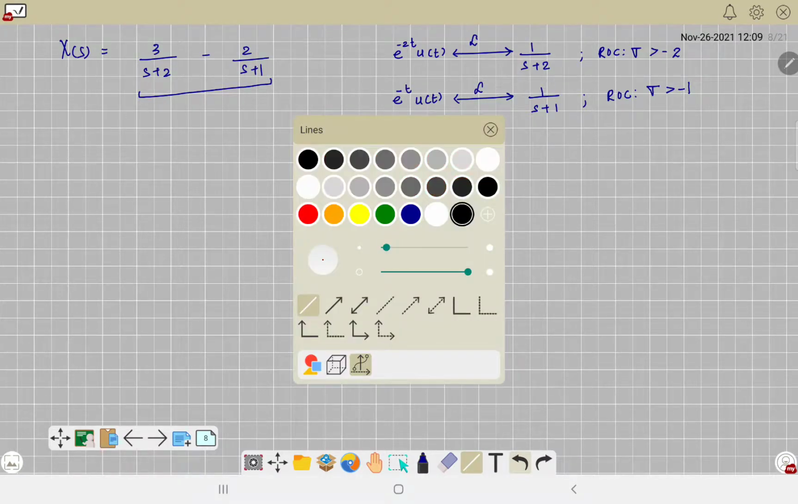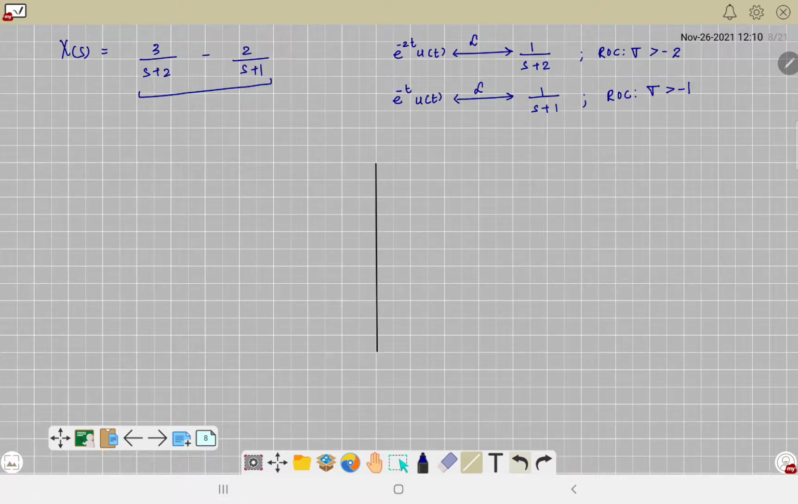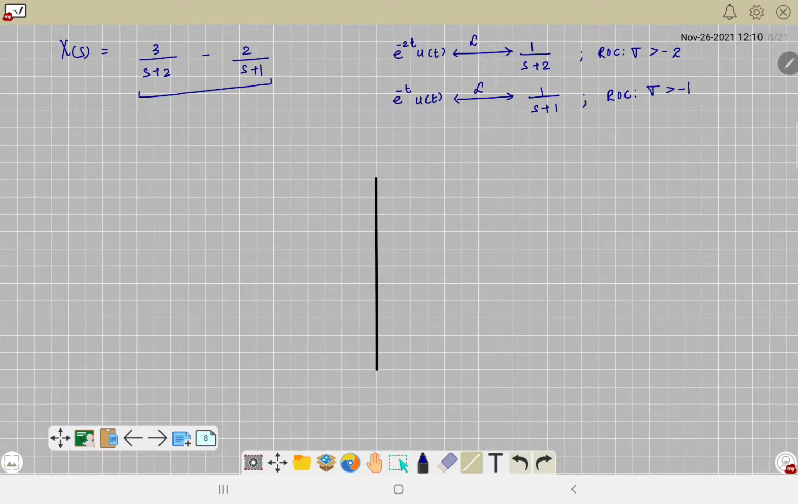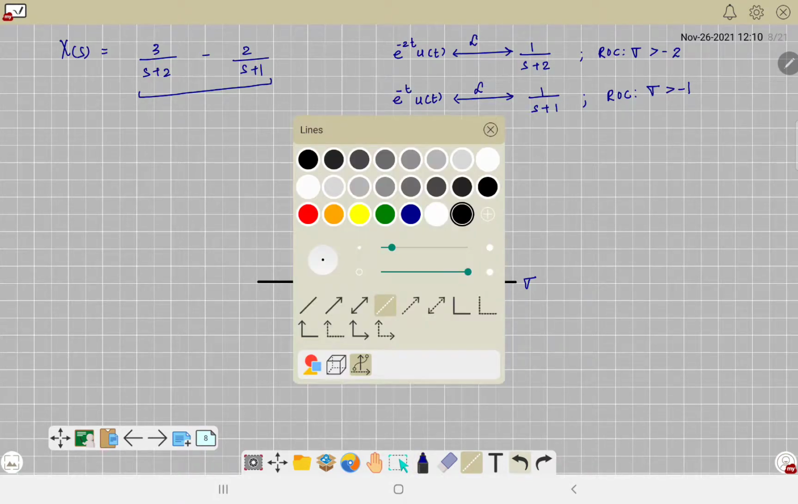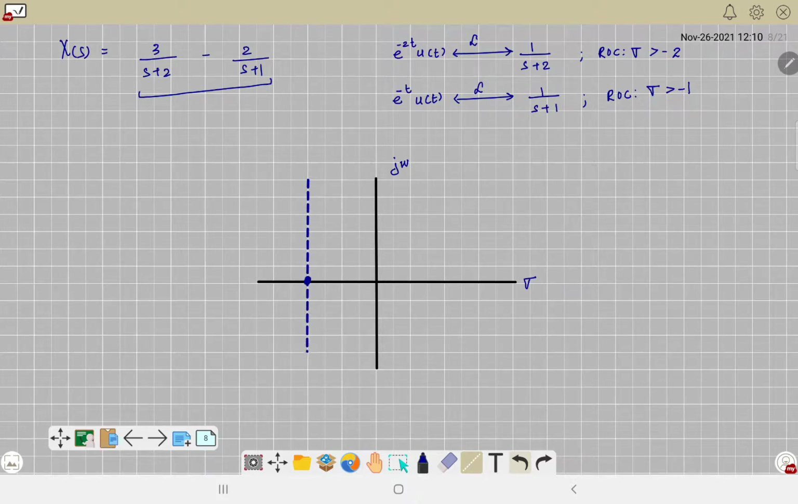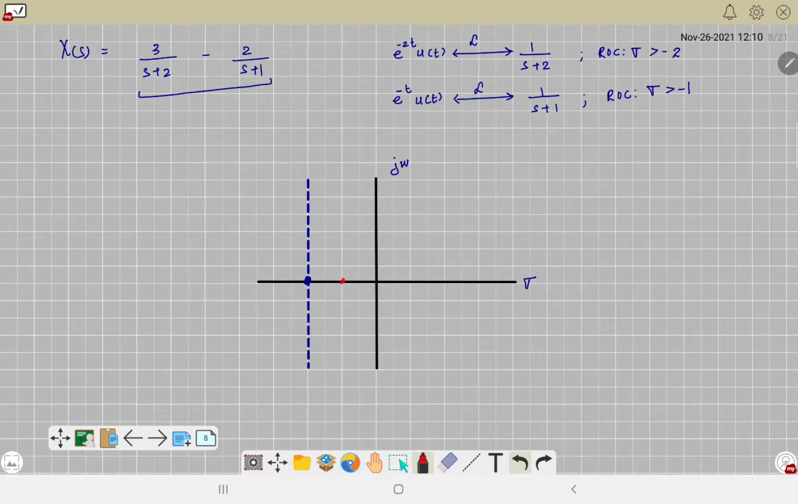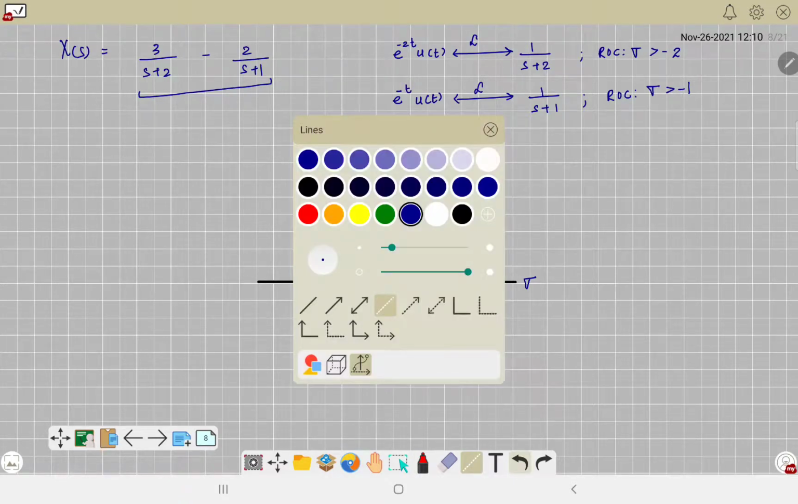So if I use black, if I plot, just a second, all right, this is my vertical axis, the j omega axis, and say this is my sigma axis. Okay, and I have to locate the points minus 2 and minus 1. So let's put minus 2 here, or let me make it a little bigger, minus 2 is here. Through this I will drop a line. Then I have another one, minus 1 for the second one, so it is here. Again through this I will drop a line.